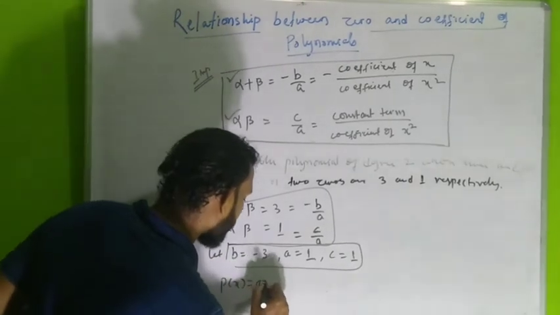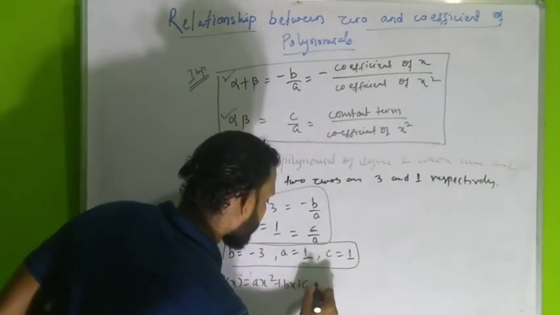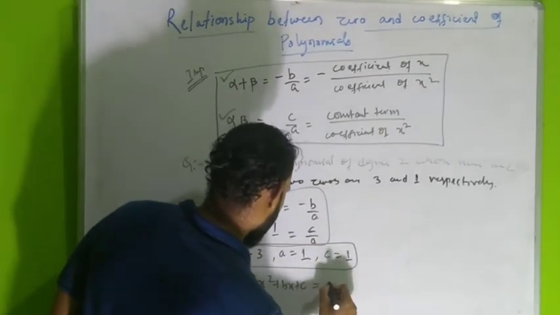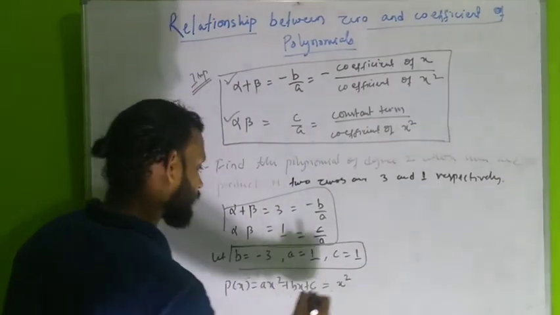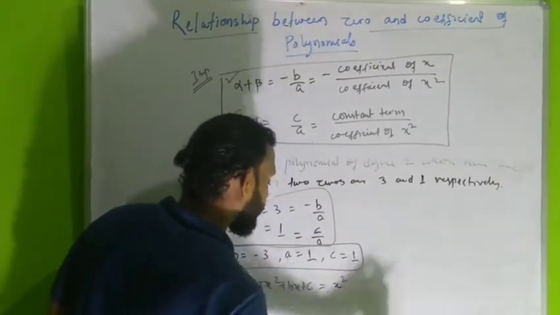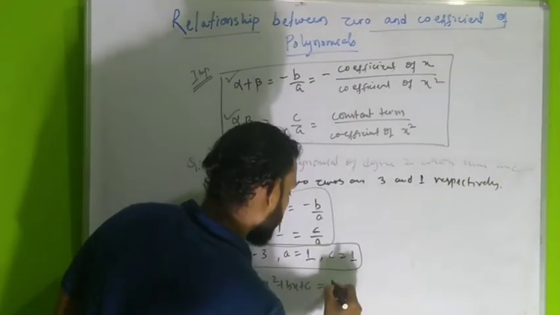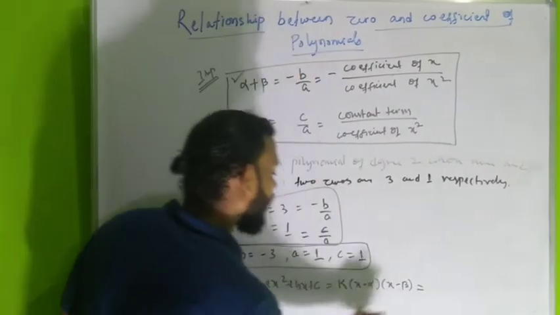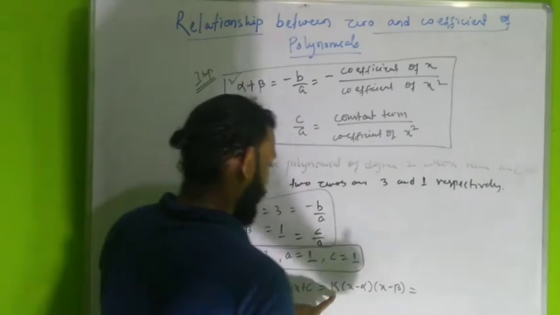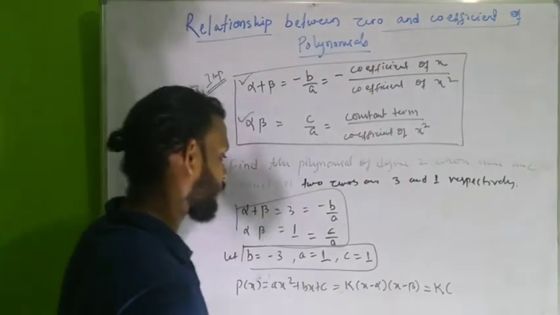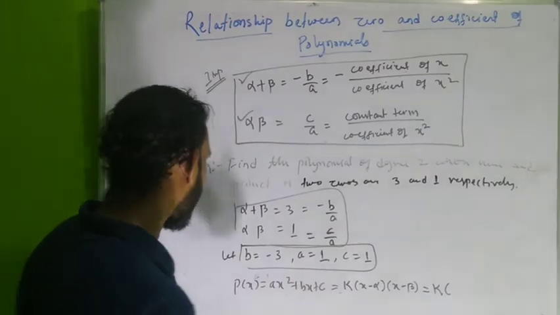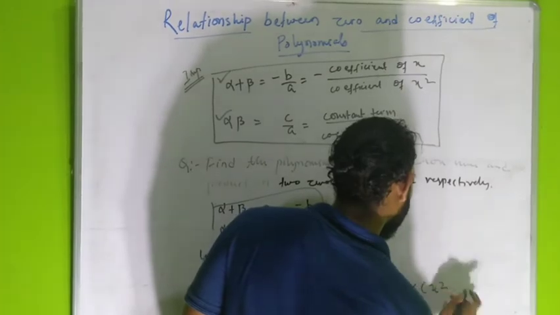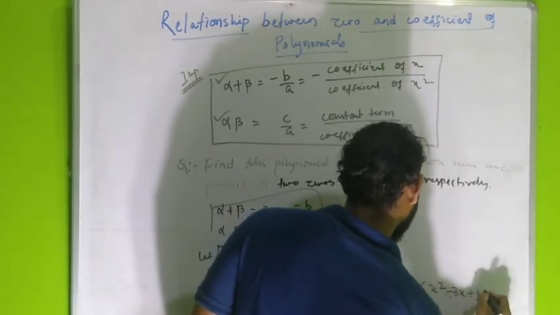P of x is equal to ax square plus bx plus c, or I can say it will be equal to k into x minus alpha into x minus beta, and that I can write as k into x square minus 3x plus 1.